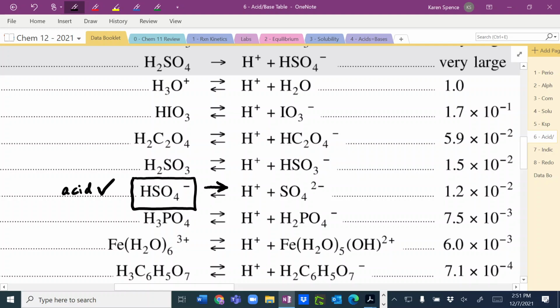How about HSO4 minus as a base? Can you find HSO4 minus on the base side, on the right-hand side? If you can't see up here, take a look on your own table. Let me know if you found it.